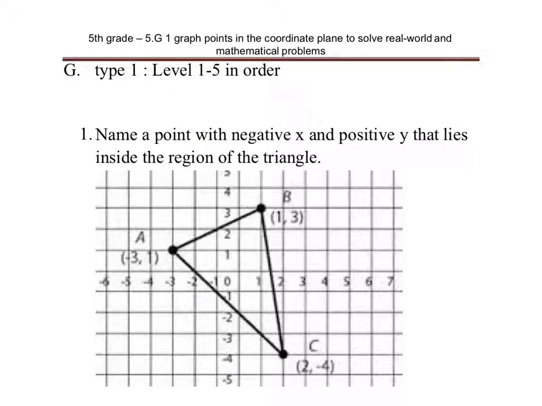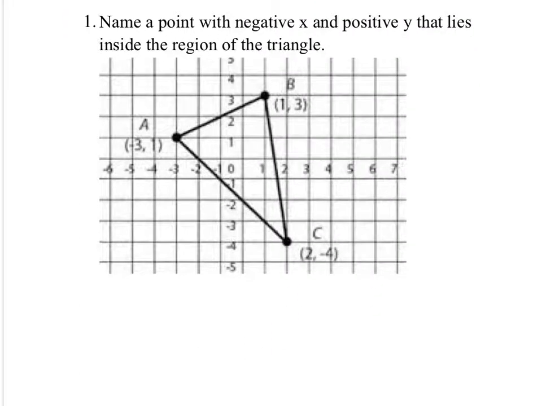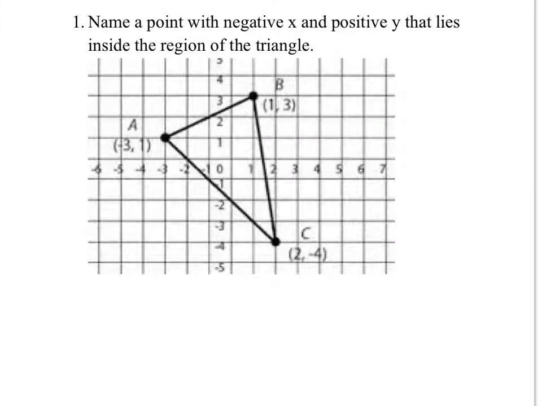So here we are in the section to do with graphing. Name a point with a negative x and a positive y. So we know that that would be a negative x going that way, positive y goes up. And now we look and we say inside the region, so it's going to be inside this triangle. So not one of these points, but a point inside.